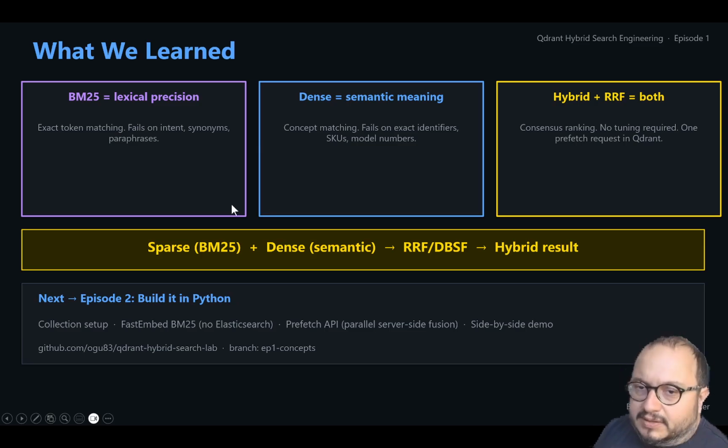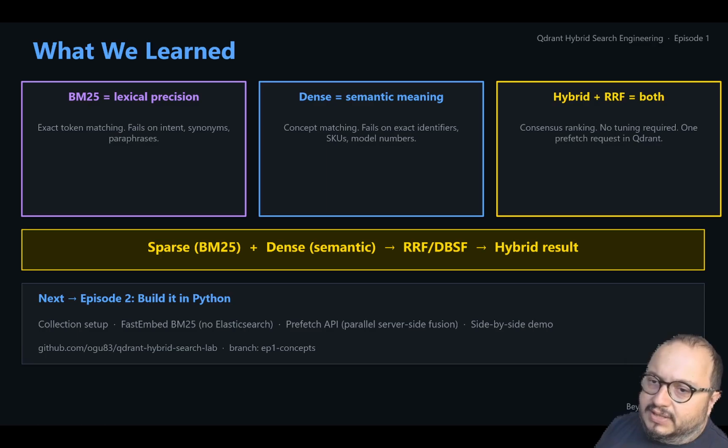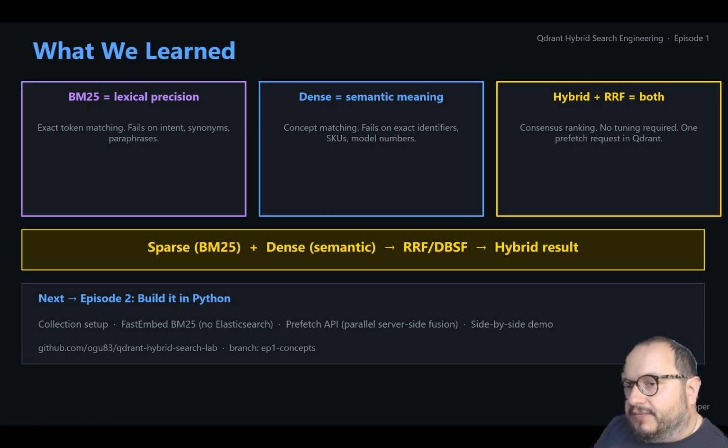Here's what we covered. A production search system serves two types of users. Expert searchers who need lexical precision and casual users who need semantic understanding. BM25 serves one, dense vector serves the other. Hybrid search serves both. The two failure modes are concrete and predictable. Semantic search fails on exact identifiers, model numbers, SKUs, version strings, because the embedding model deliberately smooths over the surface differences.